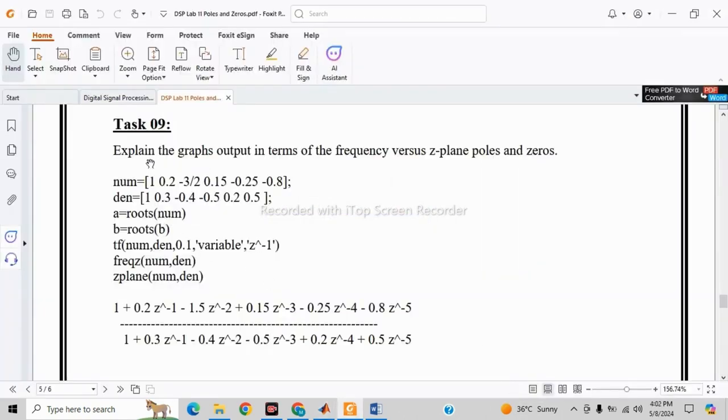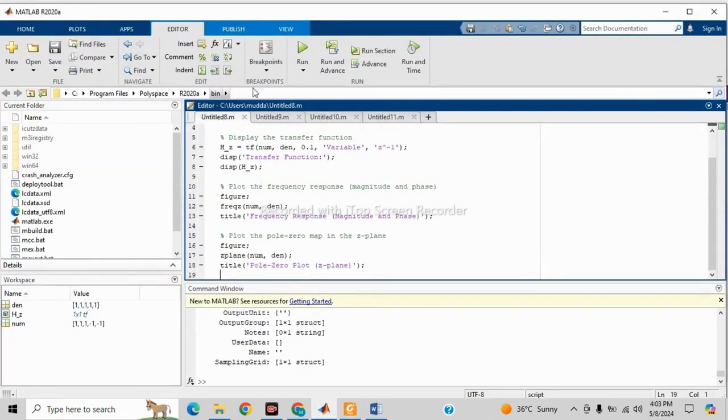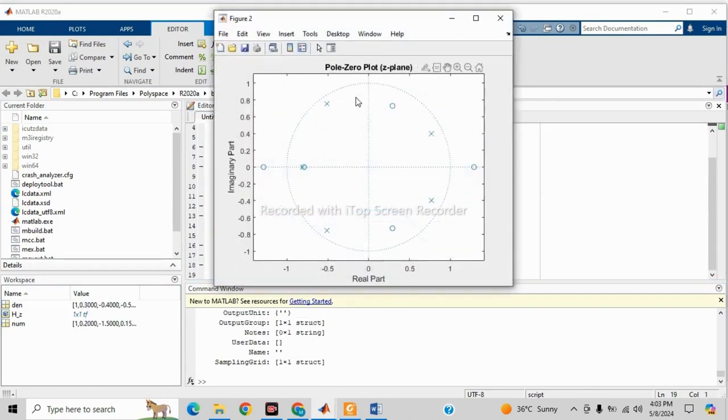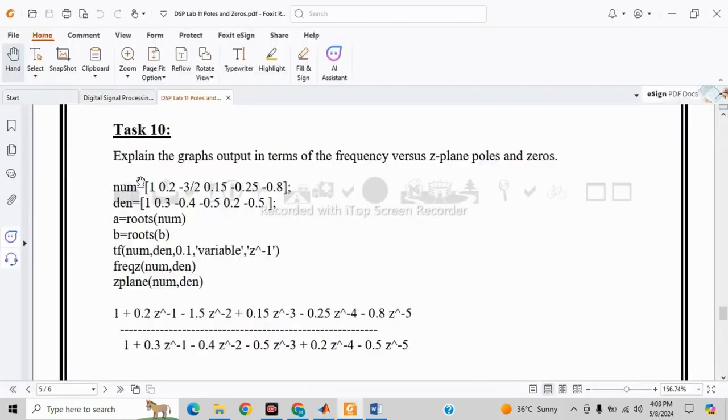The next task for this lab is to explain the graph's output in terms of frequency versus z-planes, poles and zeros, same as in the previous tasks we have done. The code for this in MATLAB is here. And when we see the output, there is a plot of pole zeros, and here is the frequency response, magnitude in decibels and phase in degrees. Next is task number 10, explain the graph's output in terms of frequency versus z-planes and poles and zeros.